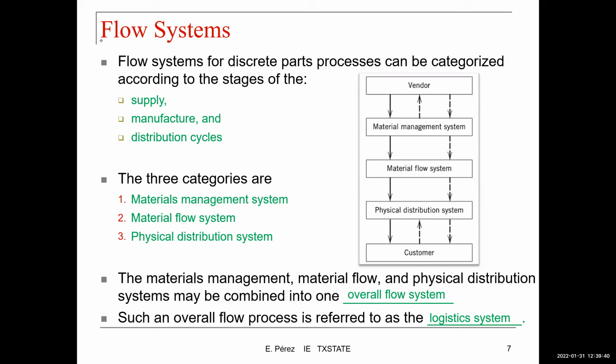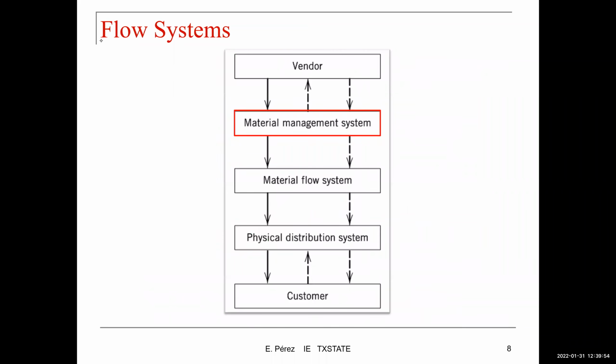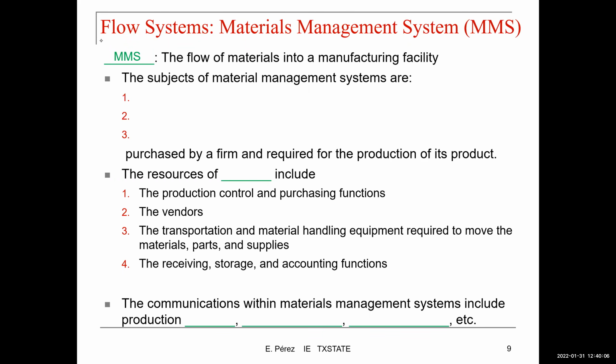And all that is connected to the actual facility, right? So once you get the parts, a lot of things are happening in here, inside the facility, and then the customer has to get the product from the distribution system. So let's look at the first part. Once we get the supplies from the vendor, what is the material management system? So material management system, look at the flow of materials into a manufacturing facility. How things are going to come into the facility.